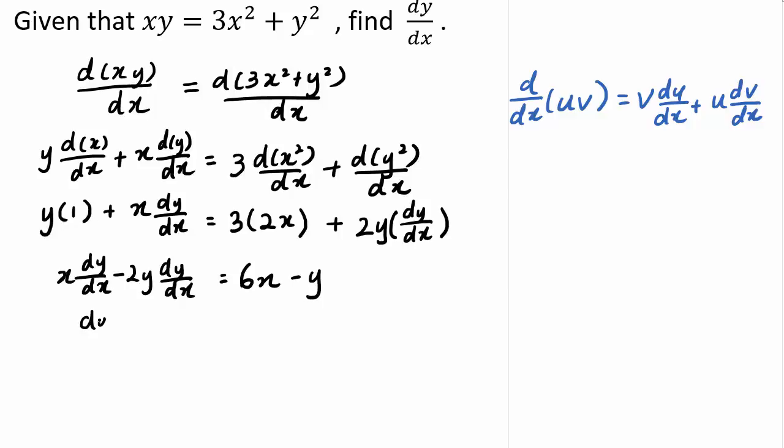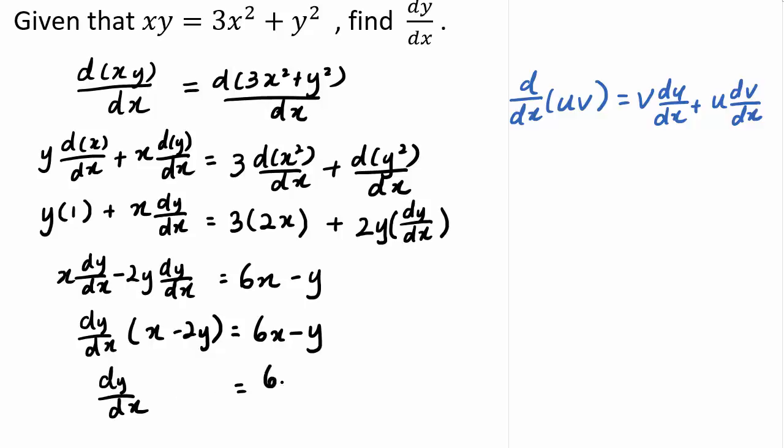Take out the common factor, dy/dx. Here we're left with x minus 2y. And here we're left with 6x minus y. So make dy/dx the subject. We get 6x minus y. So this extra factor here, we can bring it to the right hand side. So multiplication becomes division. We will divide this by x minus 2y. And that will be our answer for dy/dx.